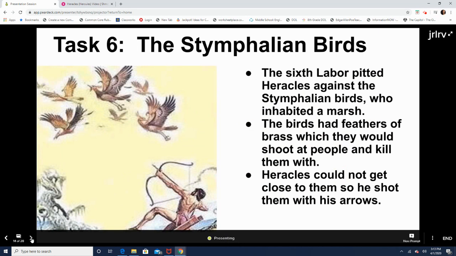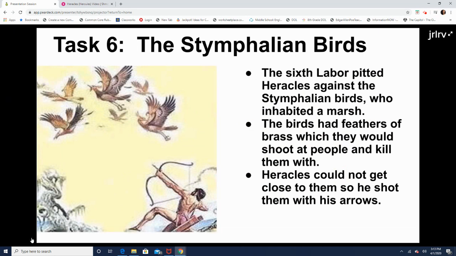Task 6, the Stymphalian birds. The sixth labor pitted Heracles against the Stymphalian birds who inhabited a marsh. The birds had feathers of brass which they would shoot at people and kill them with. Heracles could not get close to them, so he shot them with his arrows.